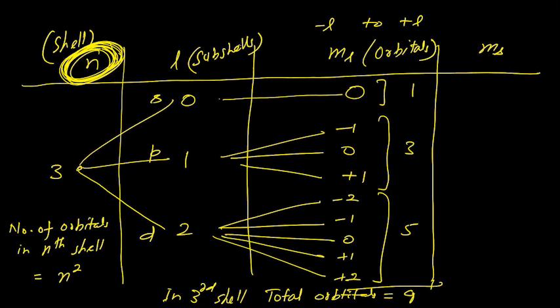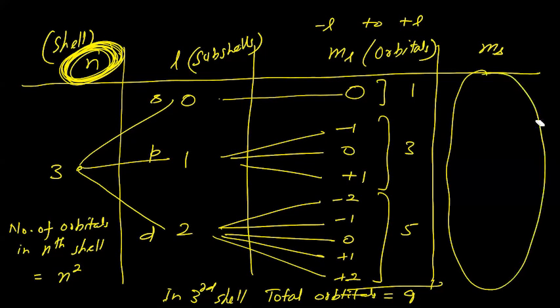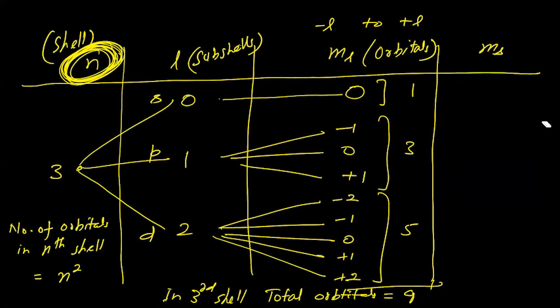And each orbital will have 2 electrons. I am not writing this portion, this is understood. You will write plus half, minus half. Remember, there can be only 1 electron in an orbital as a possibility. If there are that many electrons, depending on that, we will mention it clockwise. That is the rule.